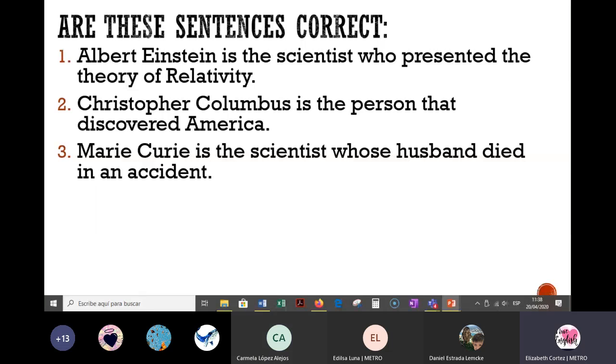And the noun describing the subject? The scientist. Perfect. The DRC? Whose husband died in an accident. Husband. Correct. And this DRC is a DRC for? Person. Person. Which relative pronoun do we use to talk about people? Who or that. But this one says whose. This is the one we just studied today.